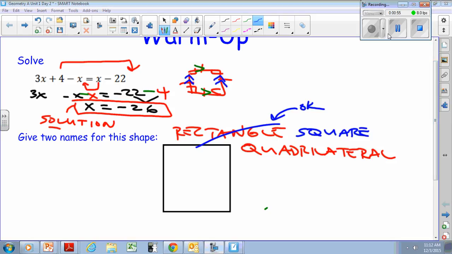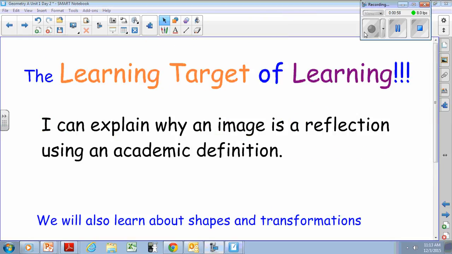In any math class, a good teacher is supposed to tell you what you're supposed to learn by the end of that day. That way, when you walk out the door, you know whether you learned it or not. The learning target says, I can explain why an image is a reflection using an academic definition. In other words, I can explain it, but sound like I'm in school, not just at home.